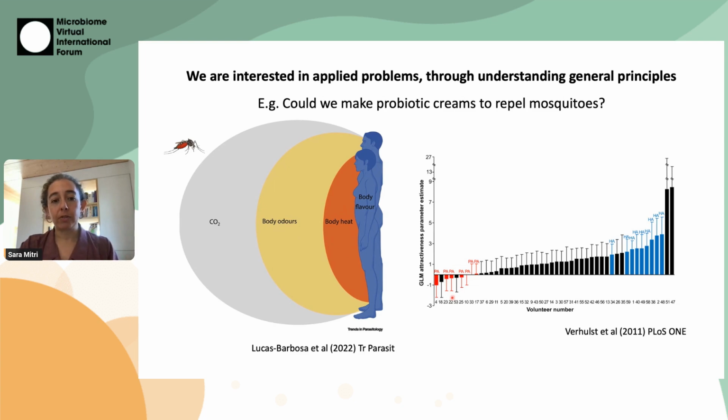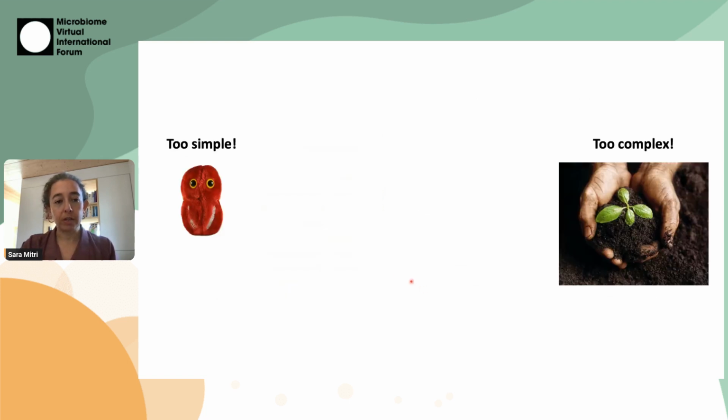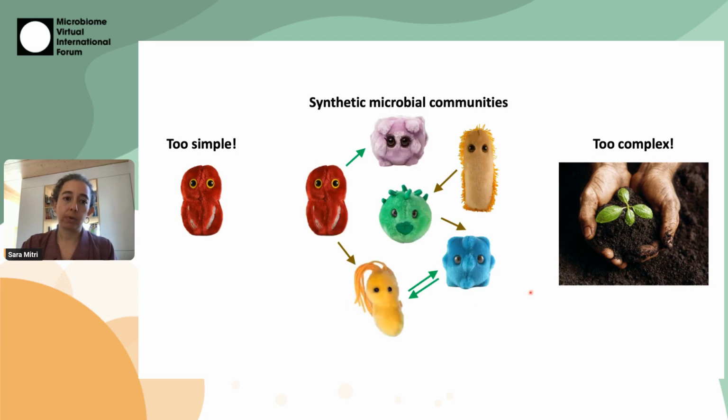So with these applications in mind, how do we go out to study the general principles that allow us to get there? Obviously studying a single microbial species is too simple, but we also find the whole microbiome in its natural state in the environment too complex. And so in my lab what we do is we bring these communities into the lab and we simplify.